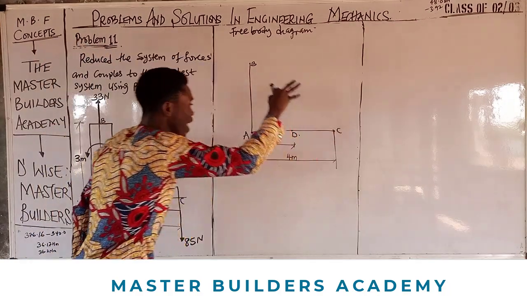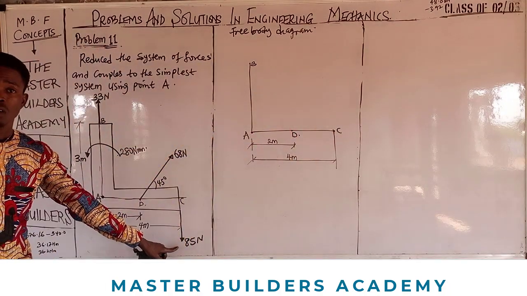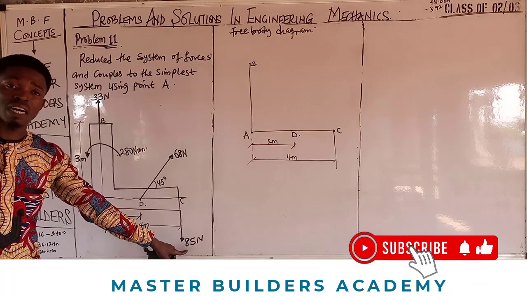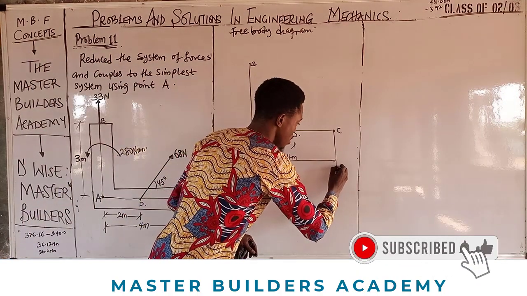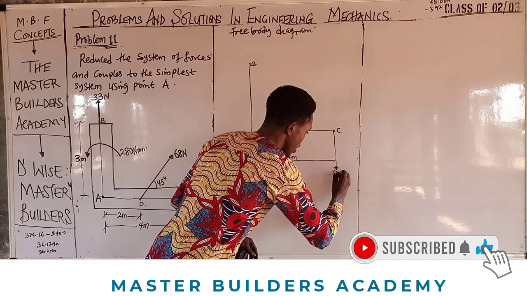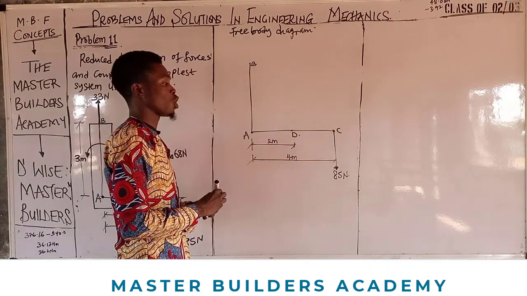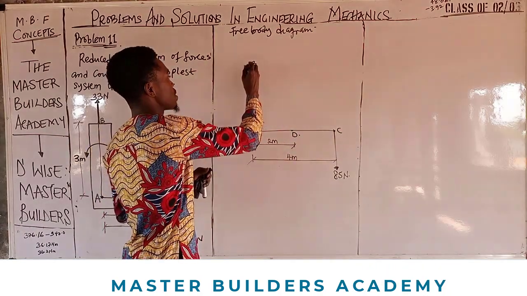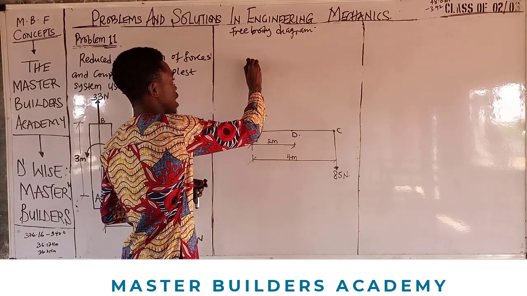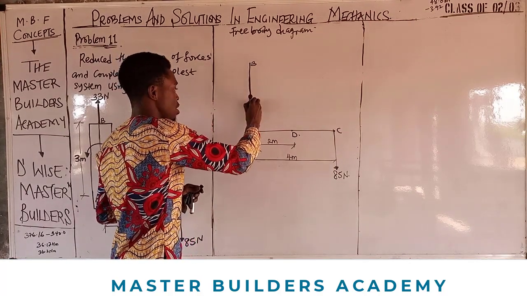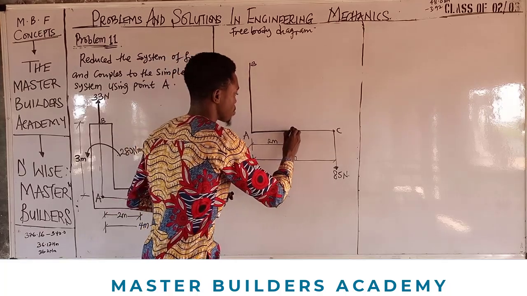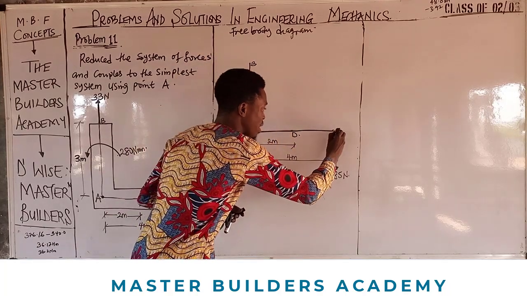At C, we have a downward load of 85 newtons. So let's quickly put the load here. This is 85 newtons. Remember, what we have here is the free body diagram of this system. So this is it. Now we have this force.